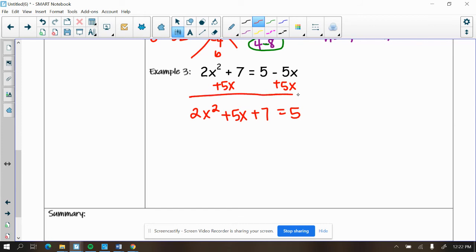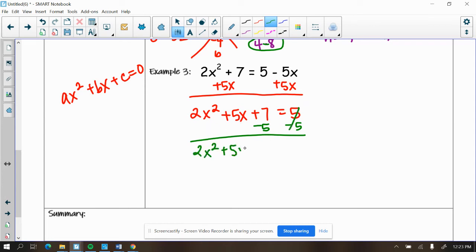Okay. I put the x in the middle because I'm trying to get standard form, right? ax squared plus bx plus c equals 0. Well, I still have something else over here on my right side, so I need to subtract 5. This time, we do have just a number here, 7, so I can actually take that 5 away from that 7. So I get 2x squared plus 5x plus 7 minus 5 is 2 equals 0.